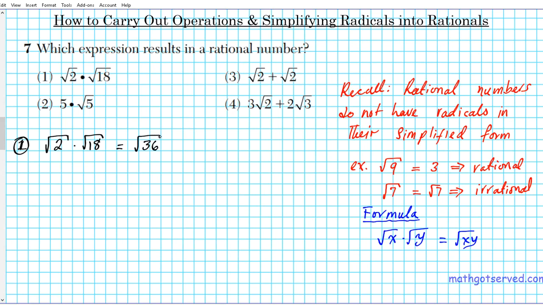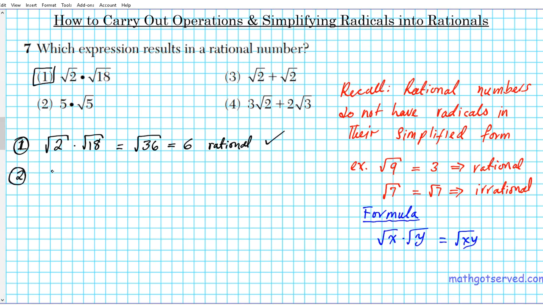And we know that this is a perfect square. Okay, so think about it. One number multiplied by itself is 36. It's 6, right? So this is rational. Why? Because the square root is gone in its simplest form. Bam. Ladies and gentlemen, the answer to question 7 is option 1. Alrighty? Alright, let's take a look at the others.